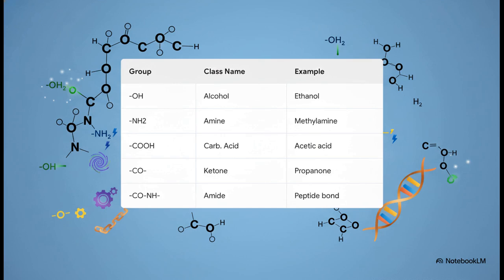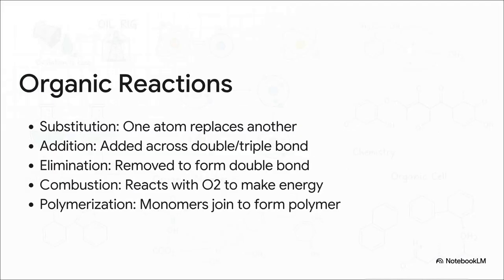Pretty wild, right? So how do all these organic molecules actually interact with each other? Well, they transform through some highly specific reactions. In substitution, parts just swap out. In addition, new atoms basically squeeze themselves into double or triple bonds. Elimination does the exact reverse of that. Combustion is one we definitely all know, that's reacting with oxygen to release a massive amount of energy, plus CO2 and water. And then polymerization is how we take tiny single units, monomers, and snap them end to end to create massive plastics or synthetic fibers.